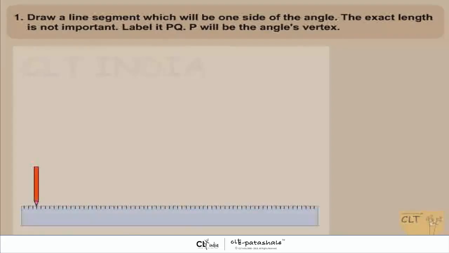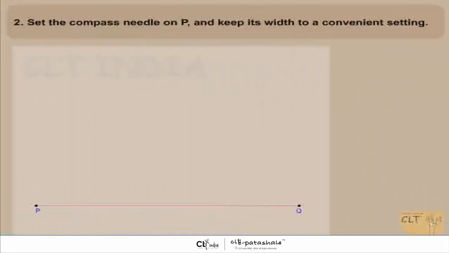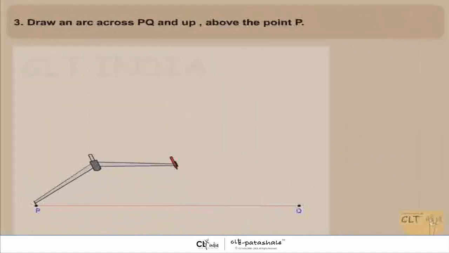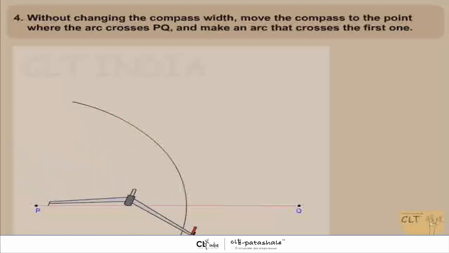Draw a line segment which will be one side of the angle. The exact length is not important. Label it PQ. Now P will be the angle's vertex here. After that, set the compass needle on P and keep its width to a convenient setting. After this, draw an arc across PQ and up above the point P.